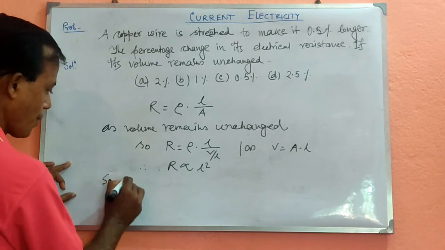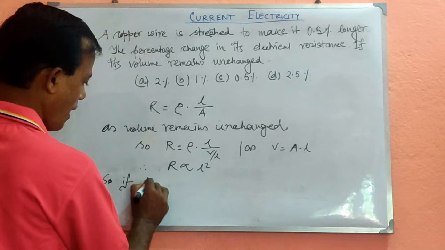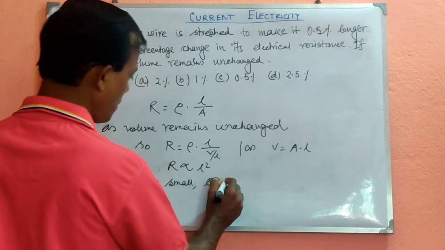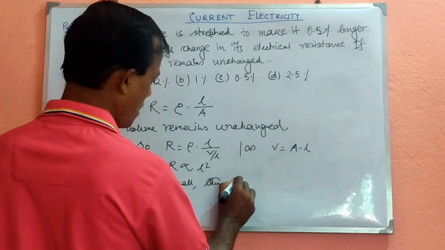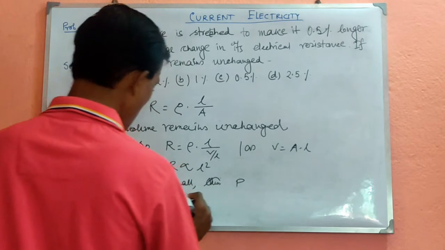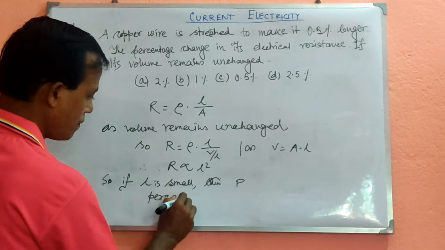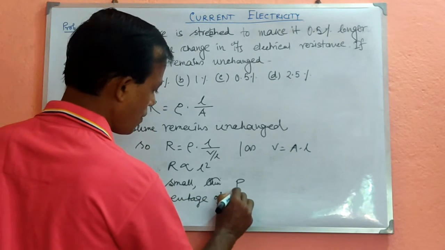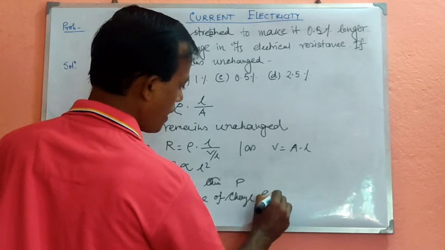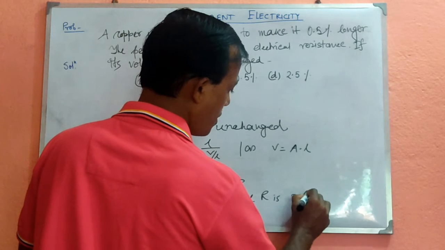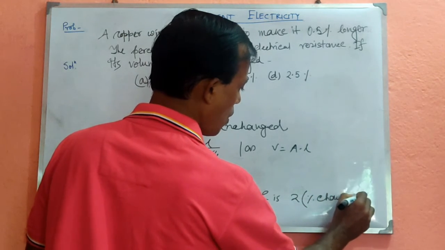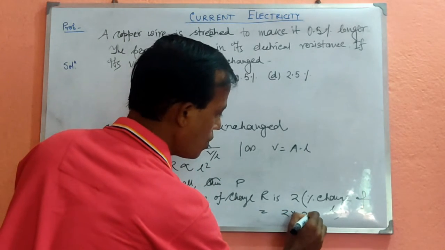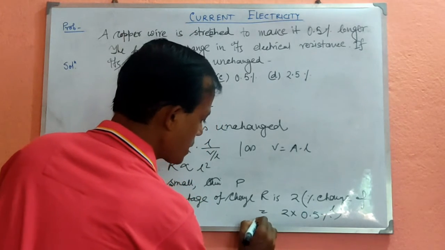So if L is small, then the percentage change of R is twice the percentage change of L. So 0.5%, it comes 1%.